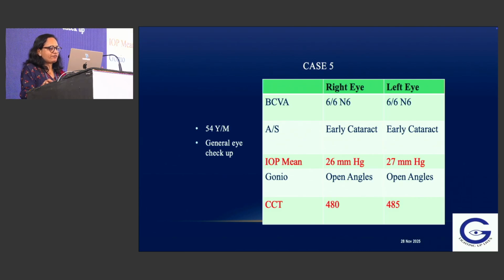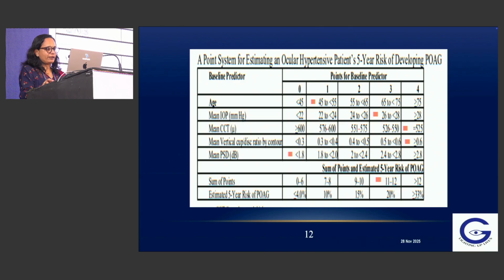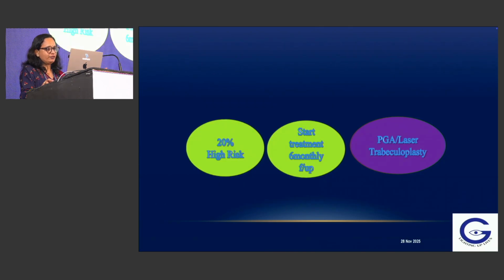The next patient is a 54-year-old male who came for a general eye checkup. The pressure was around 26, 27 borderline, and the central corneal thickness was very thin. So thin CCT is a high risk for progression, and the disc is also a large disc. But the fields are normal. So here the point comes up as 12. So this is again a high risk. That is, the pressure is also borderline, very thin cornea, and large disc. So better to start treatment with a 6-monthly follow-up. Again, the options can be prostaglandin or laser trabeculoplasty.